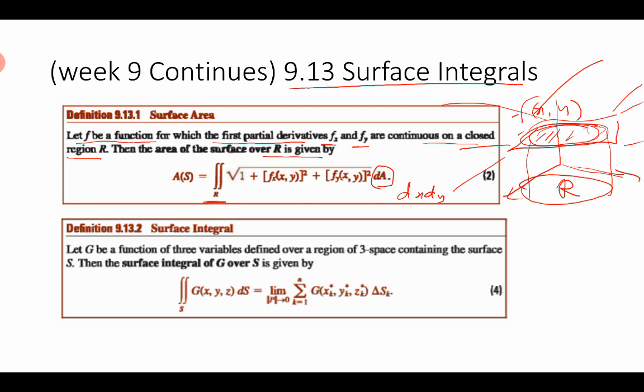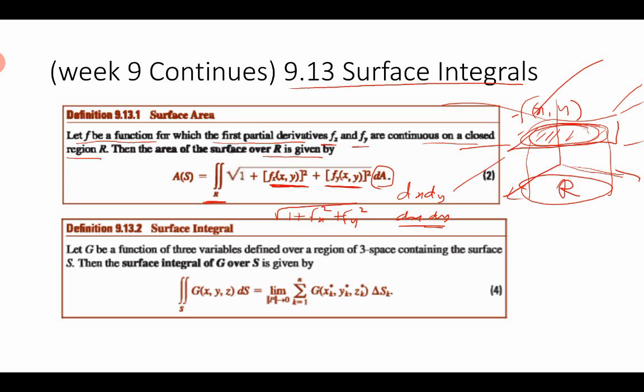Now what you have to do is this. The formula can be simply written as the integral of the square root of 1 plus fx squared plus fy squared, dx dy or dy dx. The limits of x and y should be chosen from the type 1 or type 2 regions. So this is the first derivative of f with respect to x squared, plus the first derivative of f with respect to y squared, all under the square root. This is what we are going to do.